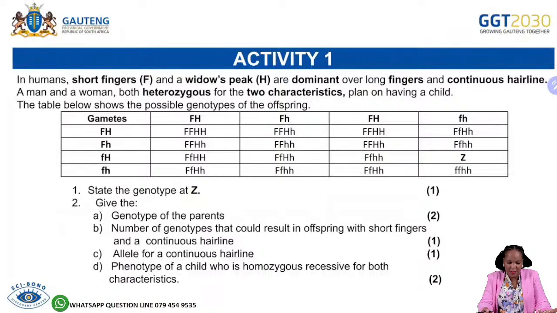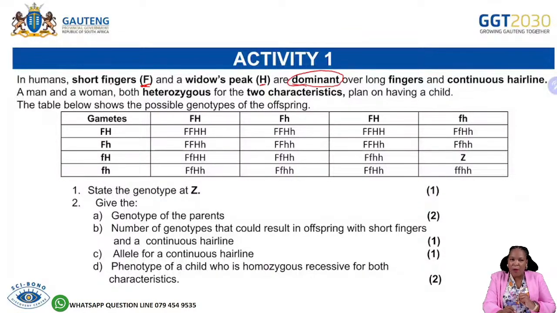So this is another activity that we can do to check how you analyze a dihybrid cross question. Right. In humans, short fingers, short in this case, with big letter F. It says short, and they write big letter F. What does that tell you? It is dominant. And the widow's peak, big letter H. The widow's peak is this thing that you have here. Are dominant. You see, you were able to determine that even before you went on with the question, just by the letters.